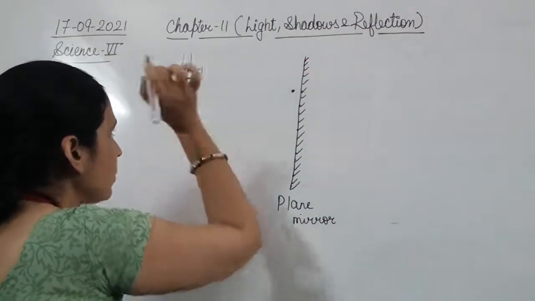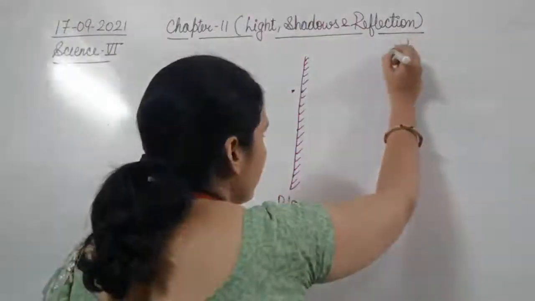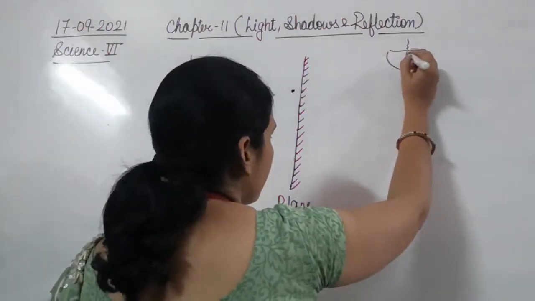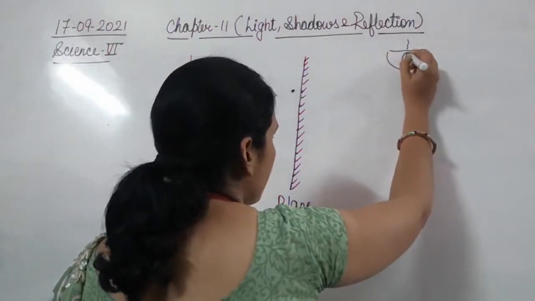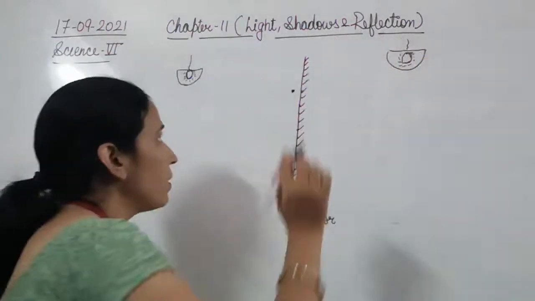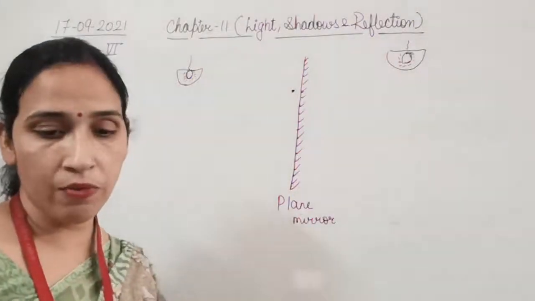We have a bulb on this side. So on the other side also you will be finding an image of this bulb. Now what happened? How will this image of the bulb be formed?